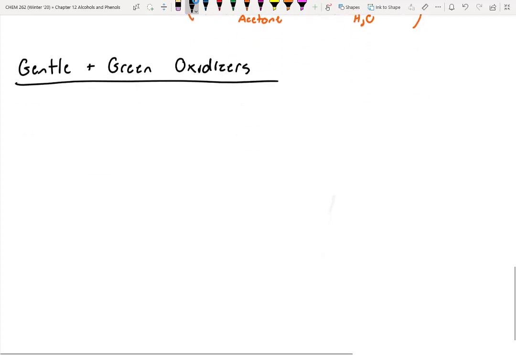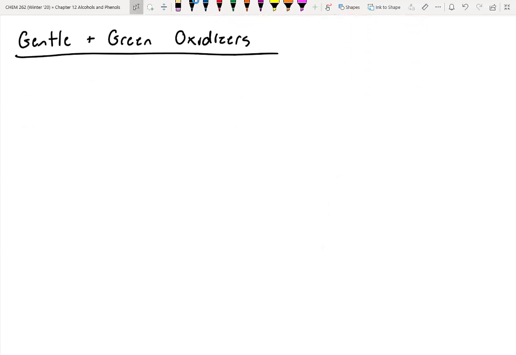The good thing with these is I'm not really going to push you to know the mechanism, but I did want to briefly introduce them. So the first one is the Swern oxidation. With the Swern oxidation, again, you can have something like a primary alcohol. So I'll just make a little note down here that this is a primary alcohol.